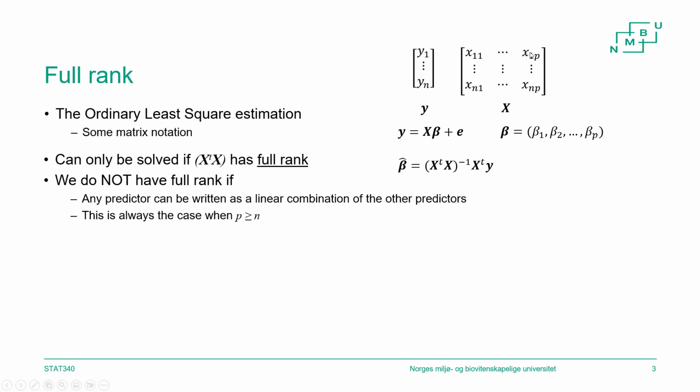And if you have more columns than you have rows, if this matrix is wide but not very tall, then you have this problem. You don't have to test it. I can tell you right away, it's mathematically impossible not to have that problem. So this is the common reason for the lack of full rank, that we have more predictors than we have observations.